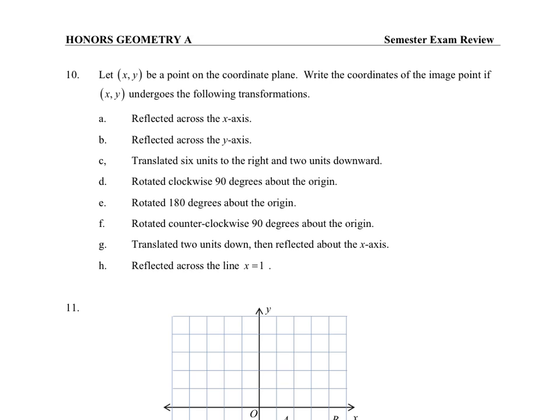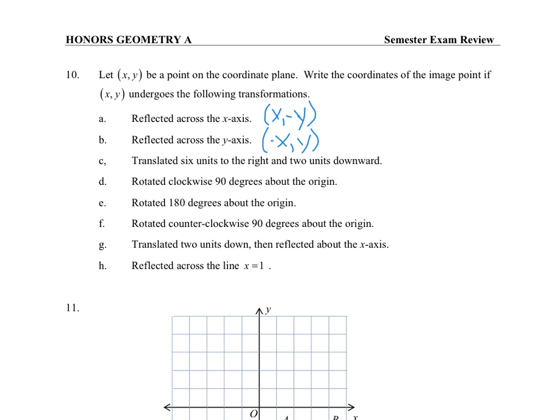Question number 10 says, let (x, y) be a point on the coordinate plane. Write the coordinates of the image point if (x, y) undergoes the following transformations. So we're just going to be writing what the point in general changes to. When we reflect across the x-axis, our x is going to stay the same and our y becomes negative. When we reflect across the y-axis, it is our y that stays the same and our x that becomes negative. So we're going to have the point (-x, y).